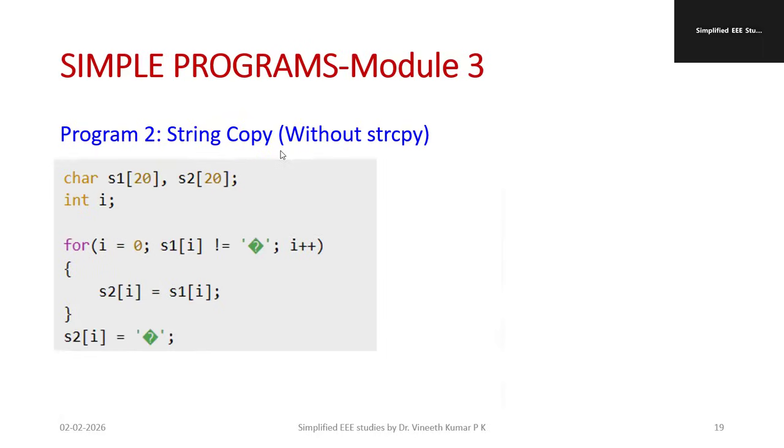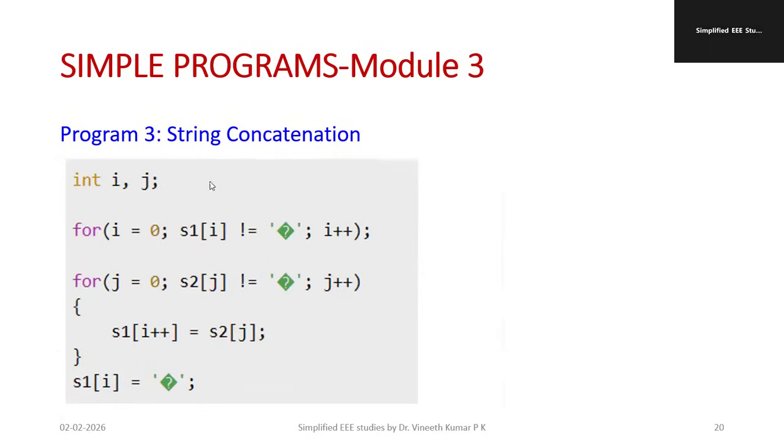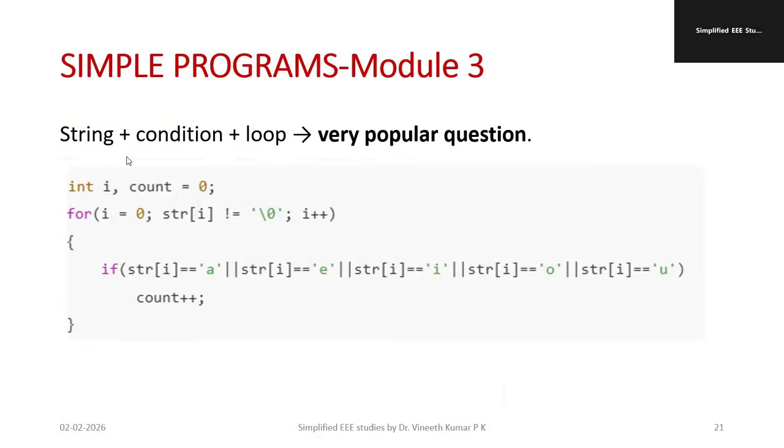How to perform string copy without strcpy? You are supposed to use an array with a string. So you are supposed to decide the size of the string. S1 and S2 are the strings. The character size is going to be defined by using S1 of 20. Size is defined. Then declaring another variable. Then here you are supposed to use a for loop, right? Otherwise, directly use strcpy. String concatenation is very, very important. You can check it out once. Then string palindrome, a very popular question.